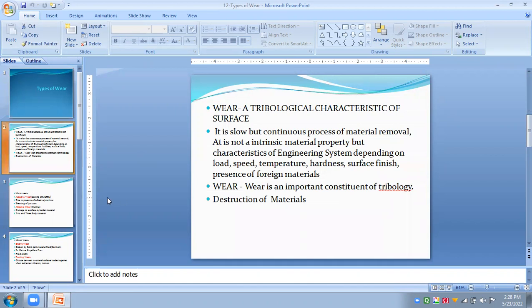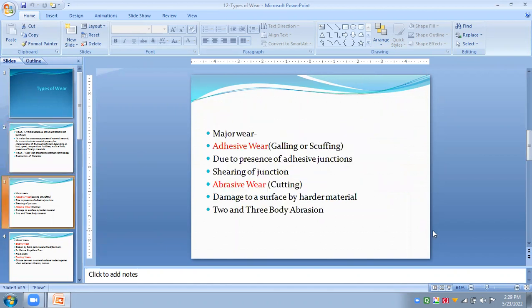So here we are seeing wear. It is a tribological characteristic of a surface. Now we see major wear and minor wear. In major wear, we have two major wears, adhesive wear and abrasive wear.